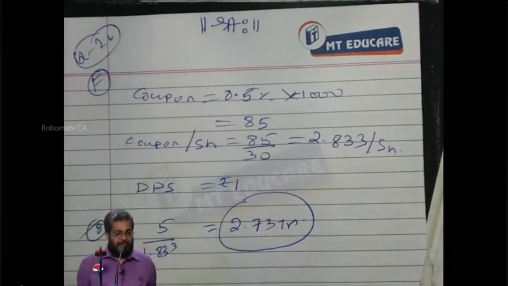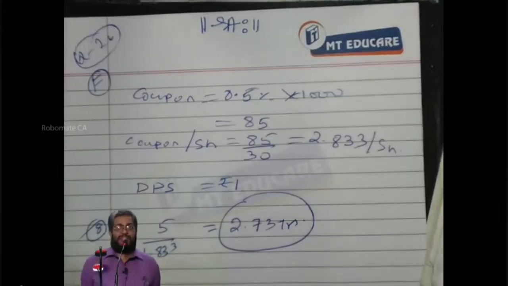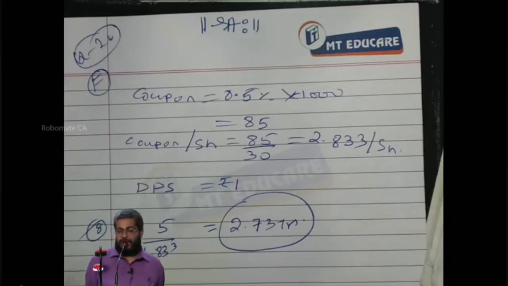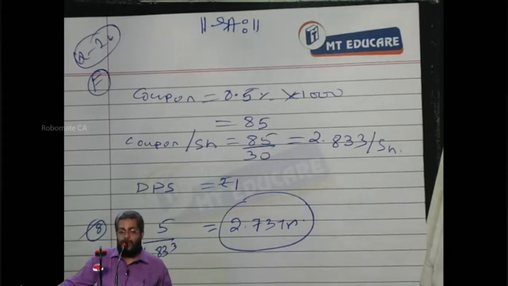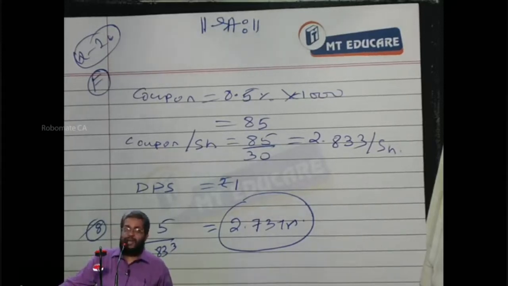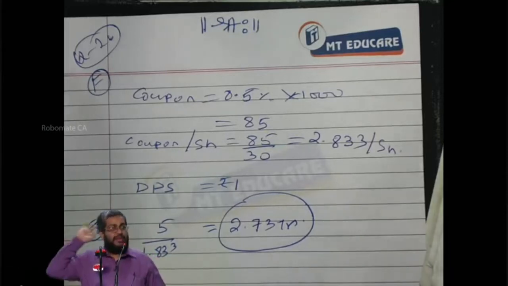Premium payback period is equal to 5 rupees divided by 1.833, which is equal to 2.73 years.